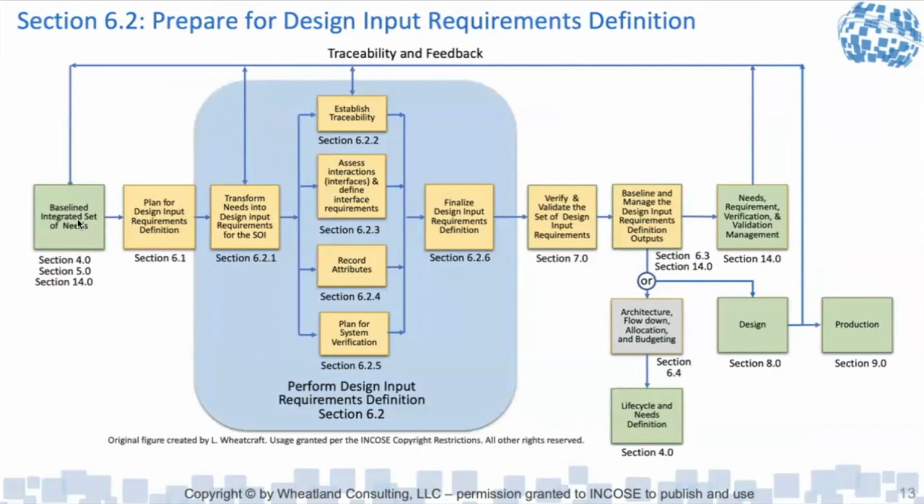These are the activities in Section 6. We start with the integrated set of needs. We have to plan for how we're going to do our design input requirement definition activities. First thing we're doing is transforming the integrated set of needs into our design input requirements. As part of this, though, we have to establish traceability. We have to assess the interactions and interfaces, and define interface requirements. There are attributes I'm going to talk about that we're going to record for each of the requirements. We're going to plan ahead for system verification as we write each requirement. Then we're going to finalize our set of design input requirements.